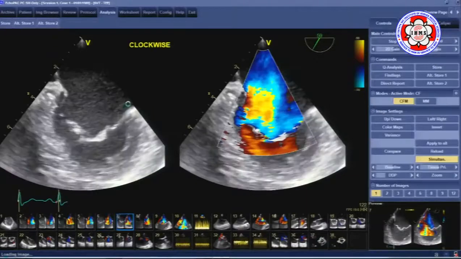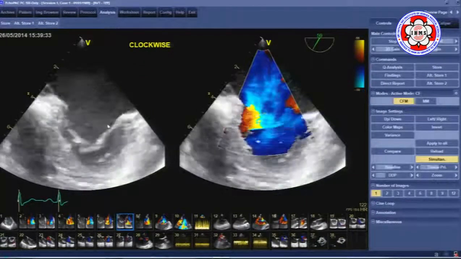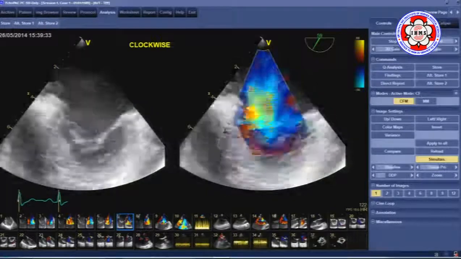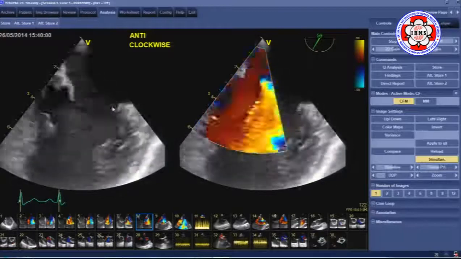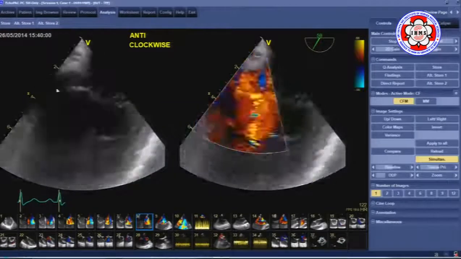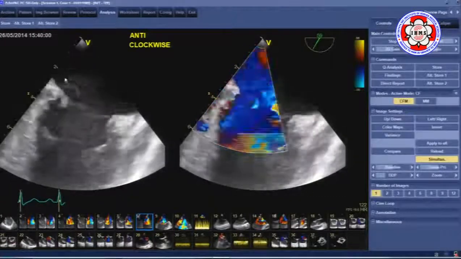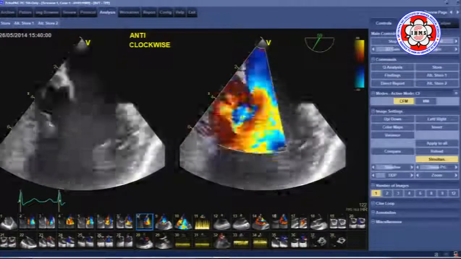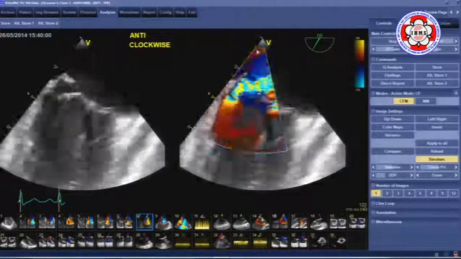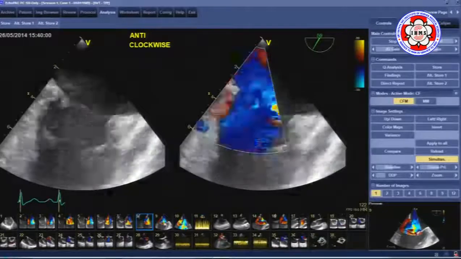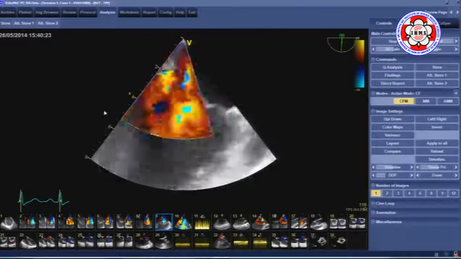Now, if I just rotate the probe a little bit clockwise, then I see all of the anterior scallops. So now I have A1, A2, A3, and then if I rotate a little bit more anti-clockwise, I can see the posterior scallops. So I have P1, P2, P3, and here you can clearly see that this P3 scallop is prolapsing, and you can see the etiology of the mitral regurgitation here. So this is how we would do this, and we would tell the surgeon where the disease is coming from, what scallops are involved, how many scallops are involved.